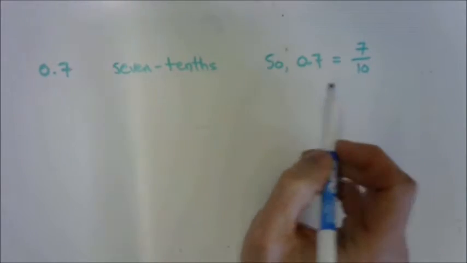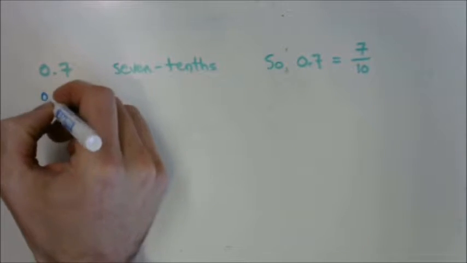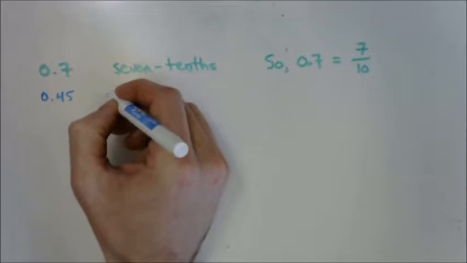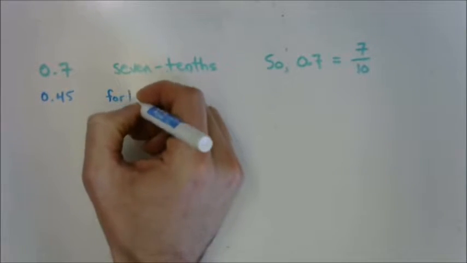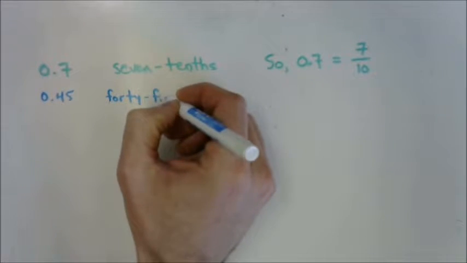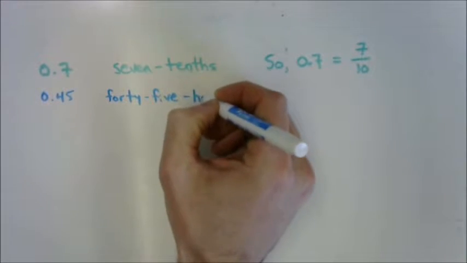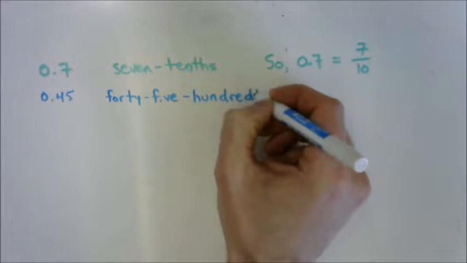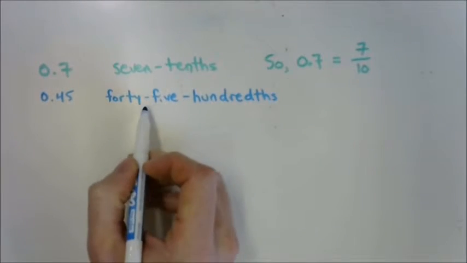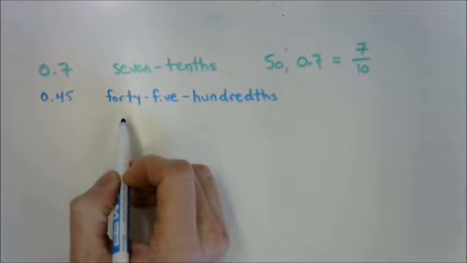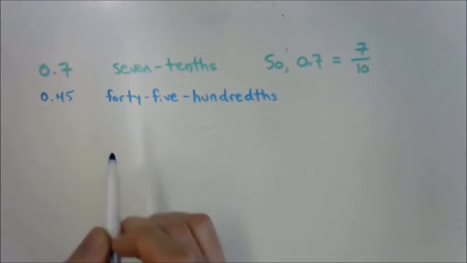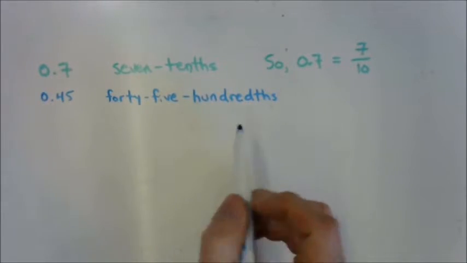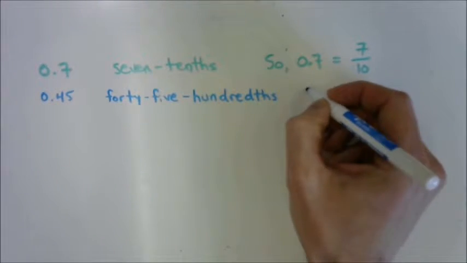So integers. Good. Next one, 0.45 means 45 hundredths. 45 hundredths. And yes, there's a hyphen in between each of those words. 45 always gets hyphenated, a two-digit number. And then hundredths if you have a portion of it, or if it's a decimal, then you use the hyphen as well.